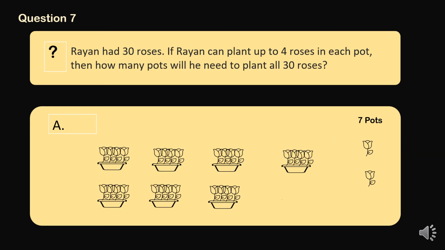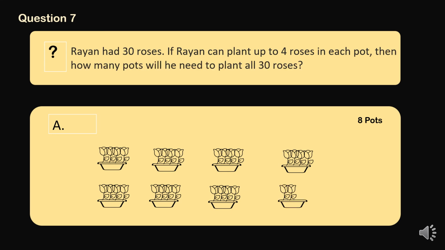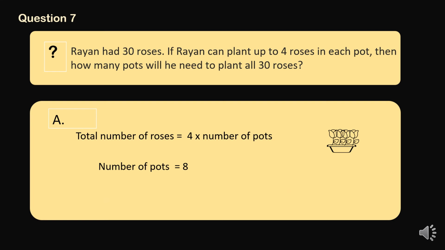If Ryan selects 7 pots, then he will be able to plant 28 roses only. This means the last 2 roses will have no room to be planted. However, if Ryan selects 8 pots, this means he'll be able to plant all 30 roses. He will also have room for another 2 roses. The number of pots needed to plant all 30 roses equals 8.